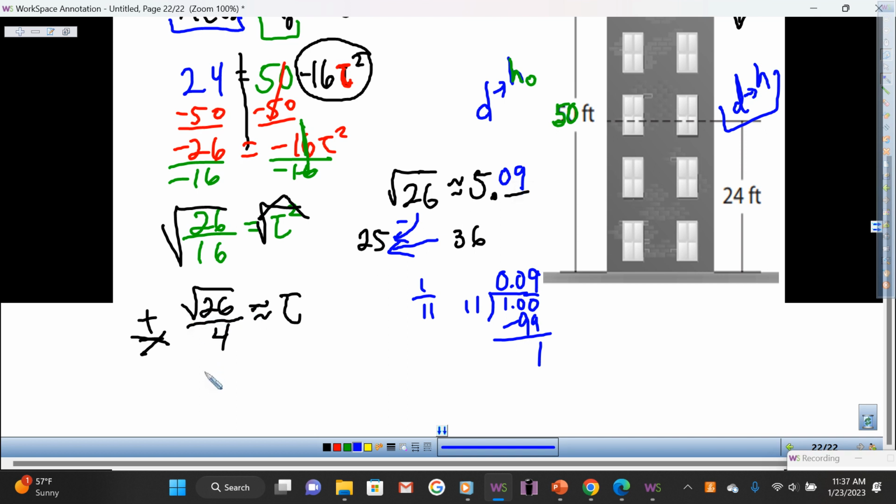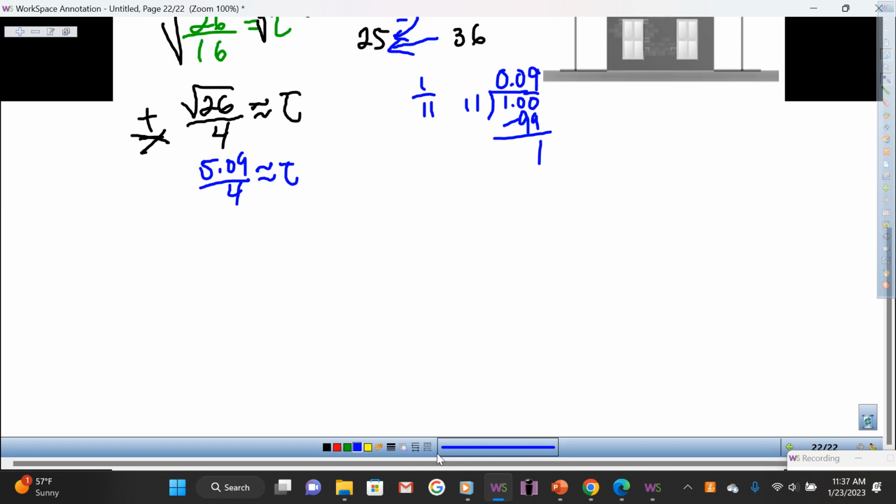So this becomes 5.09 divided by 4 approximate seconds. So find me how many seconds that is. 1.3 close, so it would be 1.27 seconds. That is the purpose of why we cannot leave these as square roots. You're like, that's why we did the warm-ups.